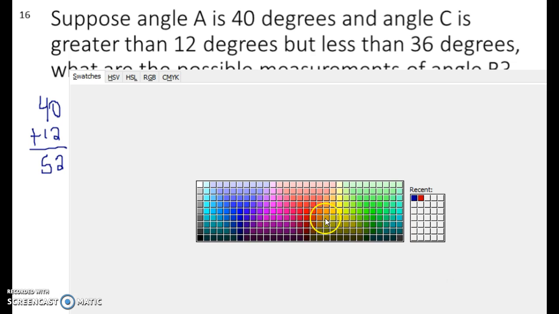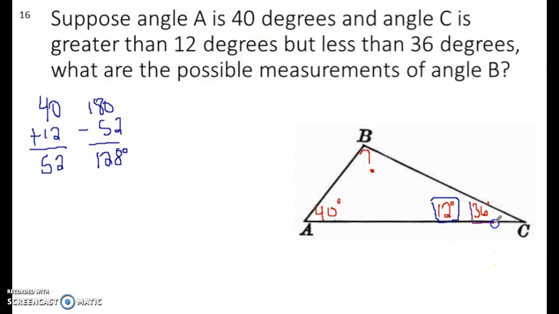Now I'm going to do the same thing with 36. So I'm going to pretend like I'm using angle 36. So I'm going to take 40 plus 36, and I'm going to subtract from 180. And so that's the smallest that B could equal, 104 degrees.